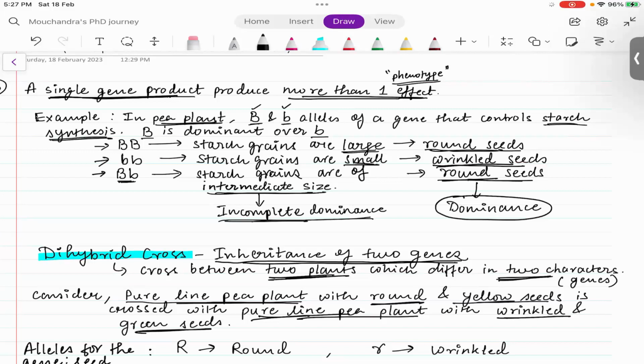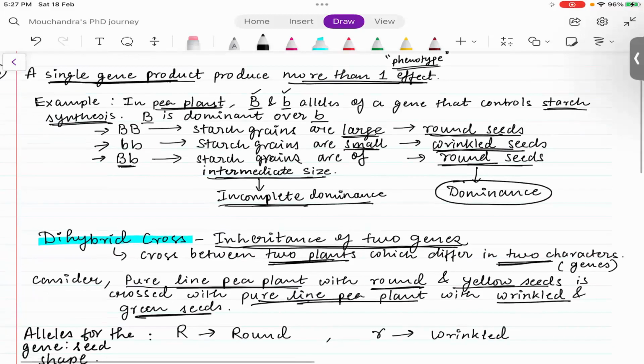And these 2 pure line pea plants, which we will be using as the parental generation, differed in only these 2 characters. Other characters were exactly the same. So when we set up this kind of an experiment, it is called a dihybrid cross.